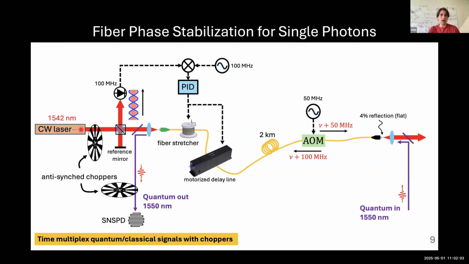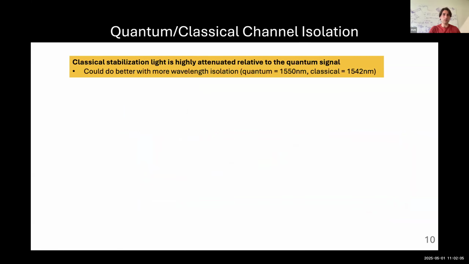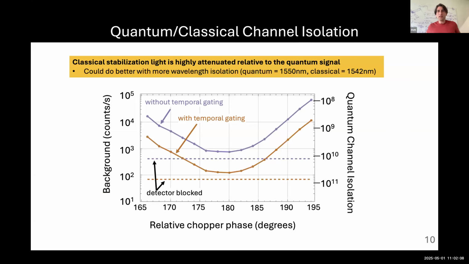So I was talking about how we're distinguishing classical and quantum channels here. What we've seen is that, while everything is stabilized, we can get this very nice isolation between the two channels. This is co-propagation: single photons traveling alongside hundreds of microwatts of classical power. The chopper does most of the heavy lifting. We've also employed a few other techniques to get this isolation down further.